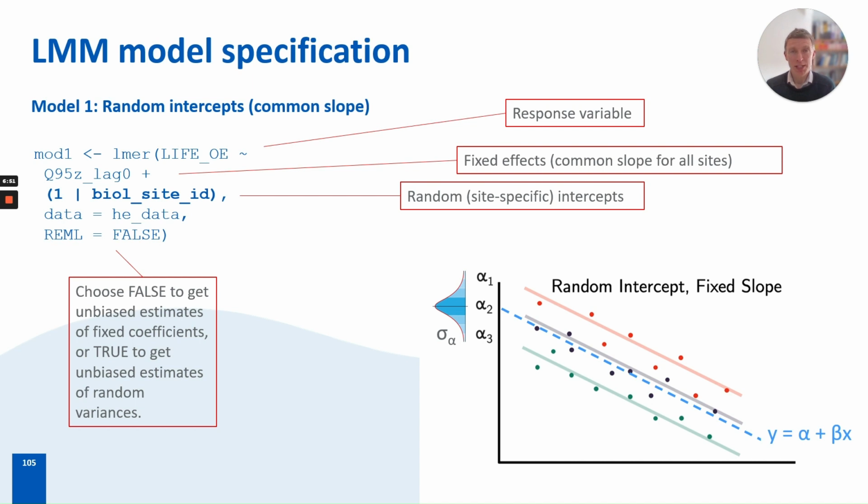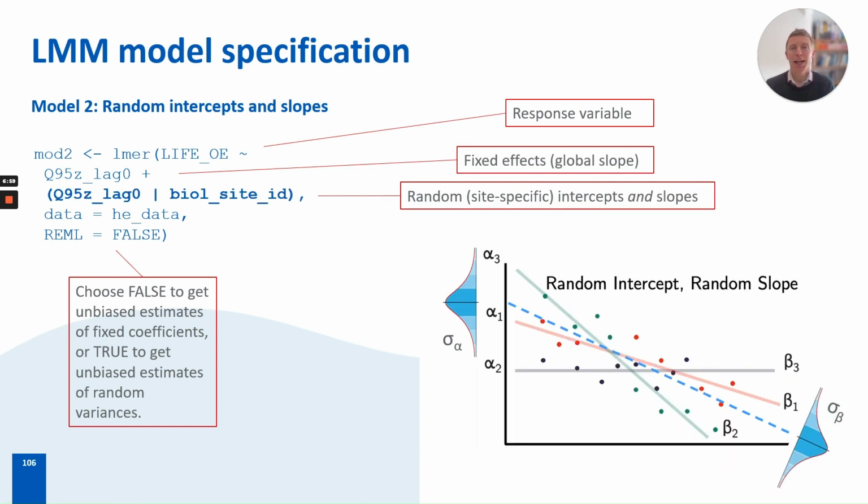When we fit the model, we assign the results to a model object, which here we've called model 1. In this second example, we're doing exactly the same thing, but now rather than fitting a model with random intercepts only, we're fitting a slightly more sophisticated model which has both random intercepts and random slopes. We're calling this model 2.